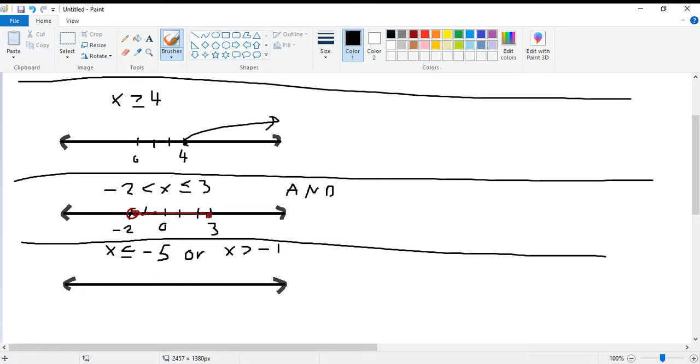This next one, we want the numbers that are less than or equal to -5 or the numbers that are greater than -1. This is part of what's in your compound inequality section. We call this an OR statement. Start by putting your numbers on the number line.